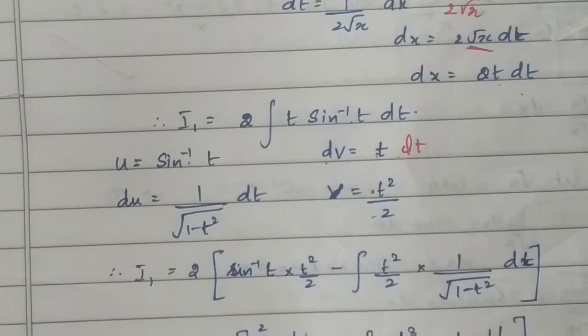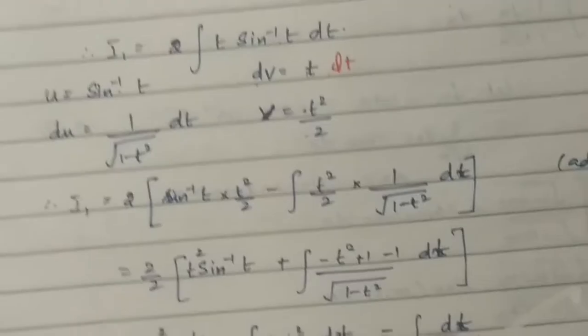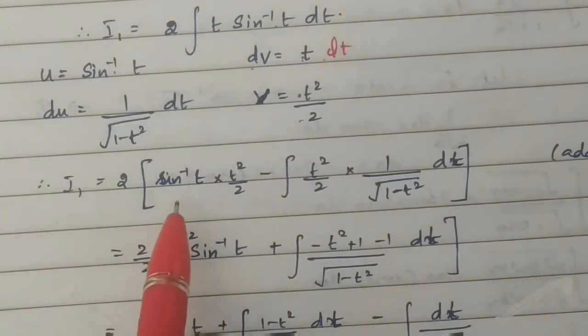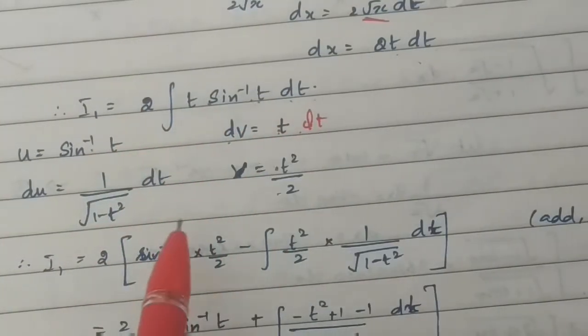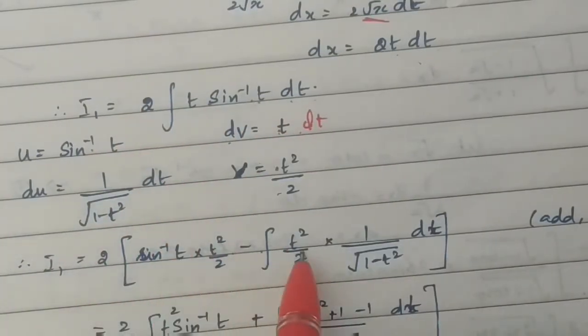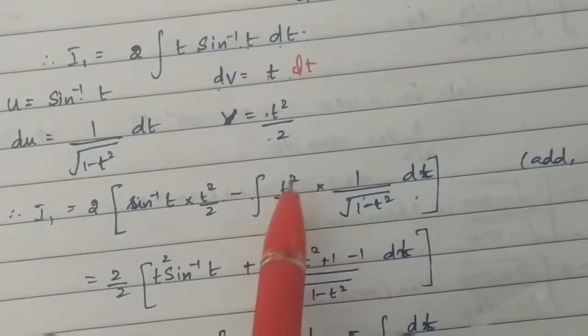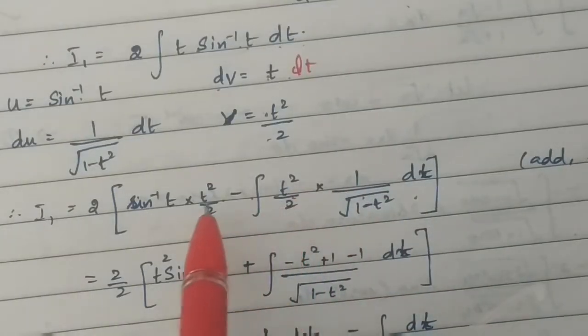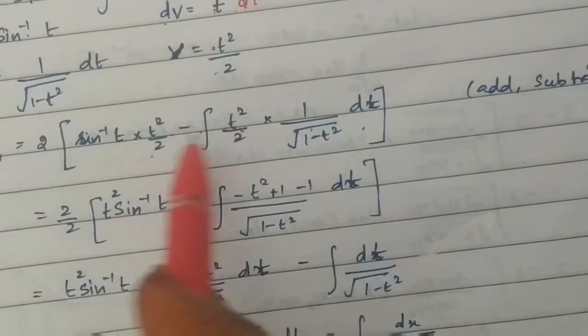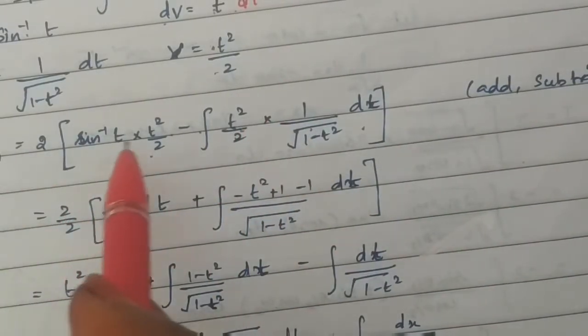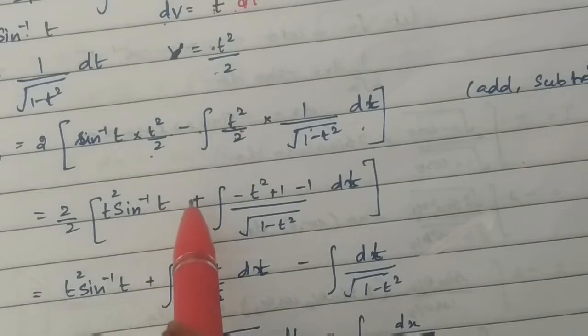In the previous sum on integration by parts, we have seen the numerator is t squared and the denominator is root of 1 minus t squared. According to that, we need to add and subtract 1. That's what we are going to do in the next step. Here we have written I1 is nothing but 2 into t sin inverse of t into dt. So this 2 is there, uv minus integral v du. Take 2 outside. Here also 2 is common. When you take 2 outside, 2 and 2 will get cancelled. Remaining is t squared into sin inverse of t.